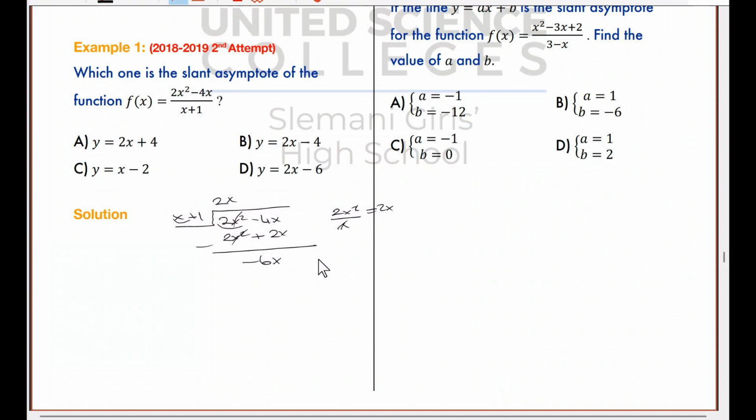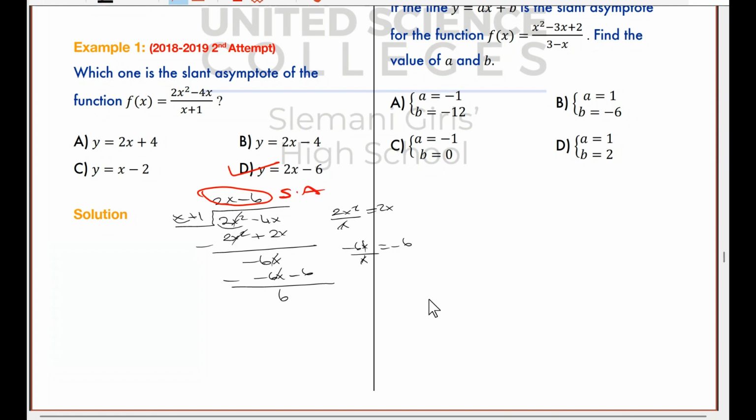Can I do the same one more time? Actually, I can. The result is negative 6x. I can divide the result by the leading term of the divisor, which is x. When I do, I'll get negative 6. So write negative 6 right next to the 2x as a quotient. Multiply negative 6 by the divisor: negative 6 by x, negative 6x, negative 6 by 1, negative 6, and subtract. The 6x's will cancel, 6 will remain. So the quotient gives me the slant asymptote, which is option D, 2x minus 6.